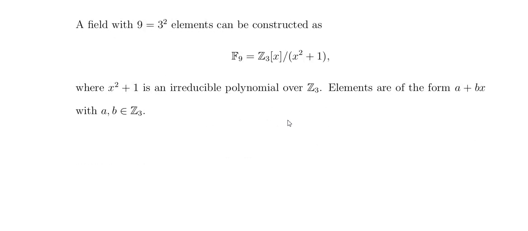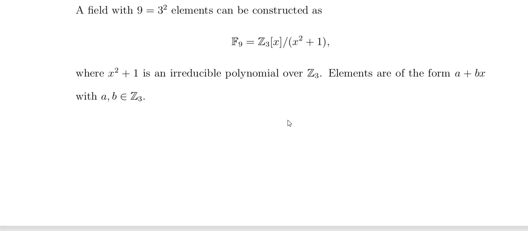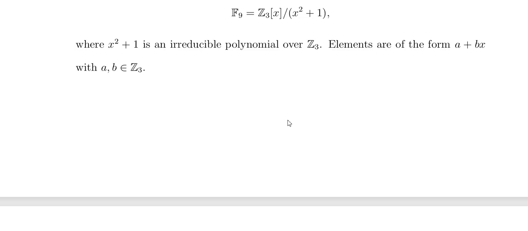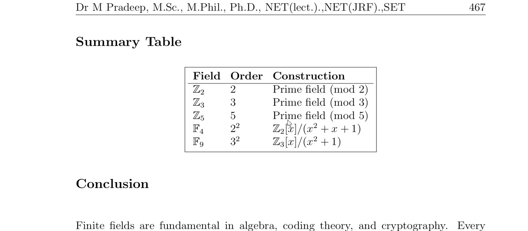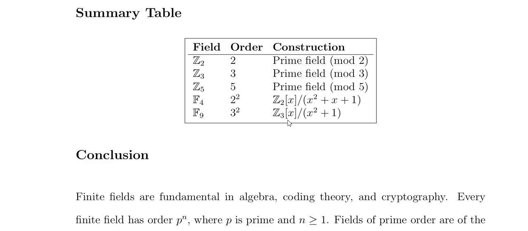F9 is also Z3[x] divided by x square plus 1. X square plus 1 is an irreducible polynomial over Z3. So the elements are of the form a plus bx, a, b belongs to Z3. So this is the example: Z2 is the field of order 2, field of order 3, field of order 5, field of order 2 square, field of order 3 square. This is the construction: Z2[x] divided by x square plus x plus 1, and Z3[x] divided by x square plus 1. This is the prime field modulo 5, this is the prime field modulo 3, this is the prime field modulo 2.